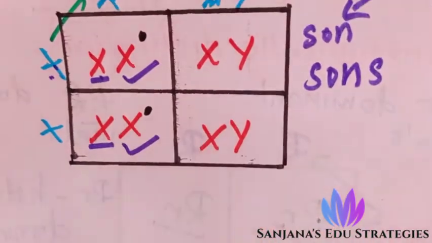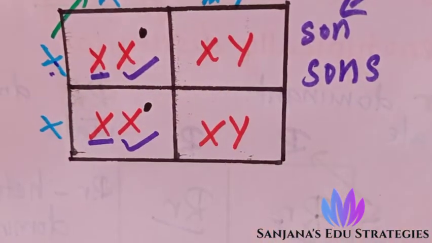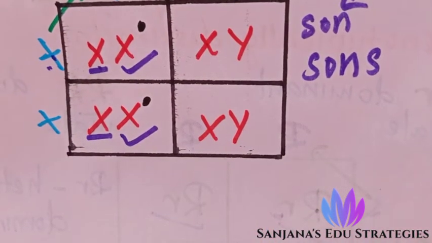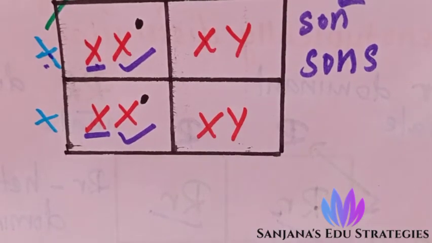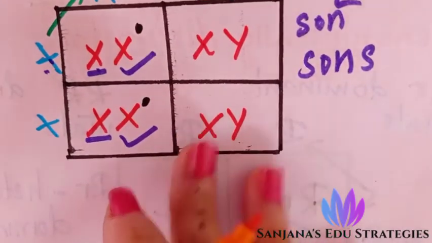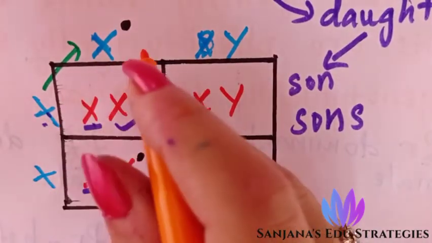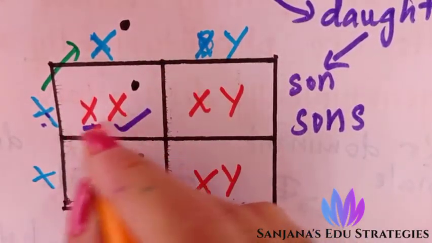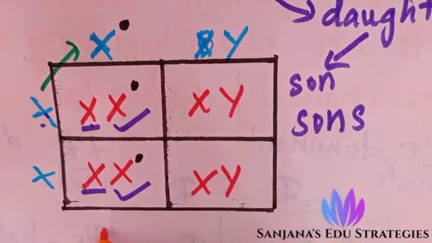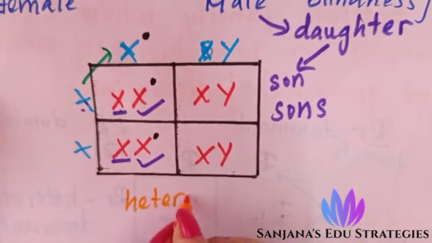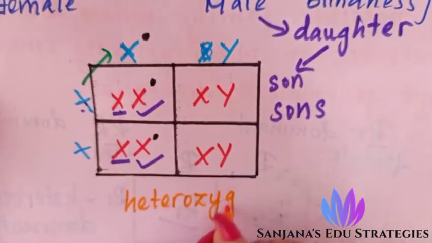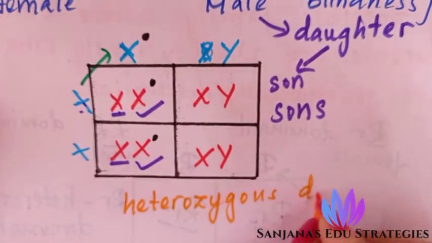Now before that, you have to write about homozygous and heterozygous everything. That is very important. So X carrier means heterozygous dominant. Both are different, no? So heterozygous dominant.